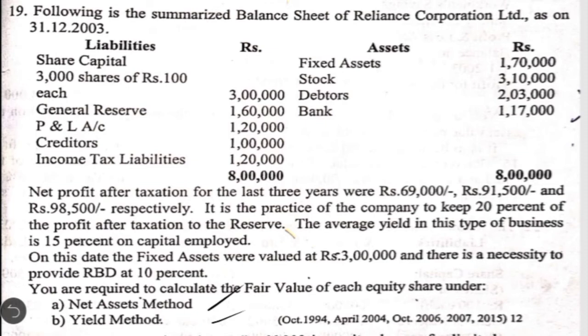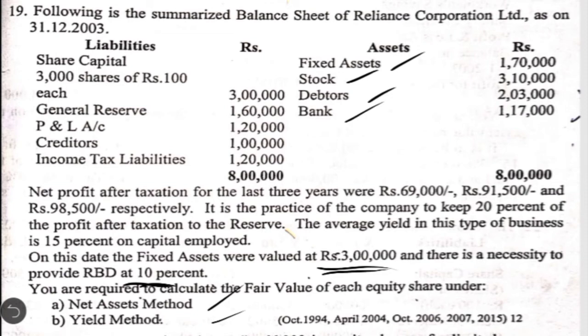As usual, first let's calculate the value under net asset method, which is called intrinsic value. In the first step we are going to calculate the net asset available for equity shareholders. So here we have to consider the present values of various realizable assets. Coming to the first asset, fixed asset, they have given the present value to be 3 lakh. Stock, they have not given present value, so we have to consider the book value. Coming to debtors, the book value is 2,03,000, but we have to deduct RBD at 10% on 2,03,000, which comes to 20,300. Remaining balance has to be taken to the outer column, and then bank balance.